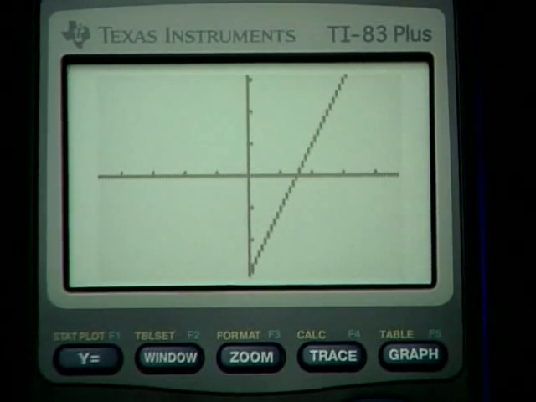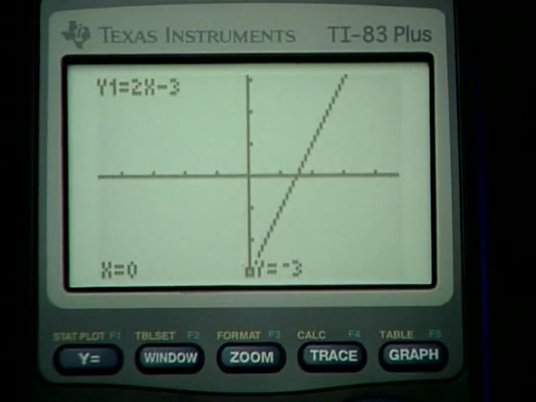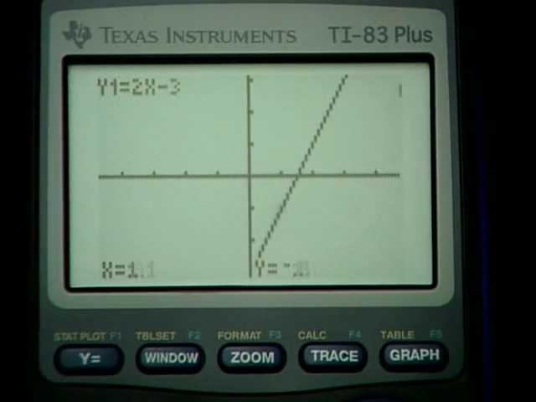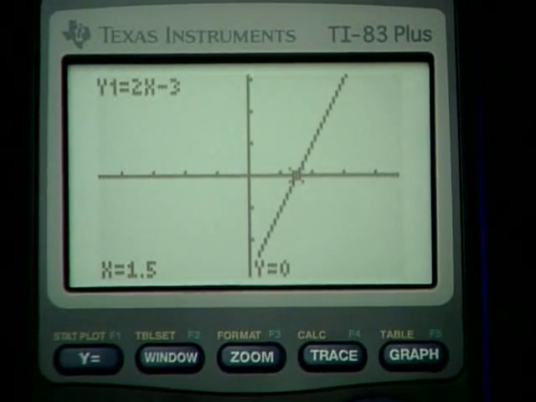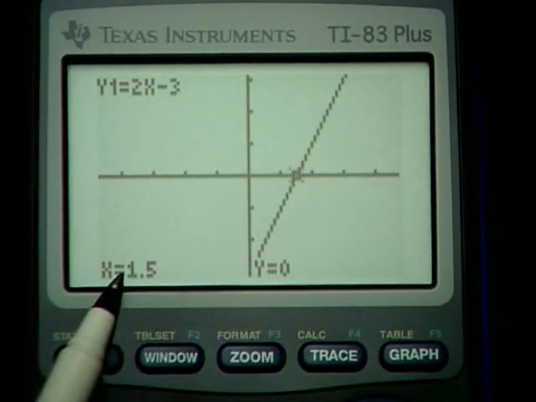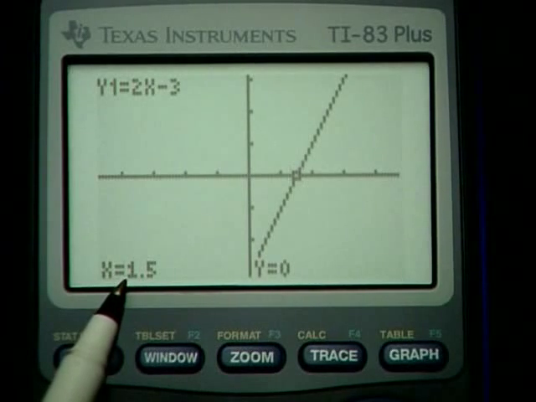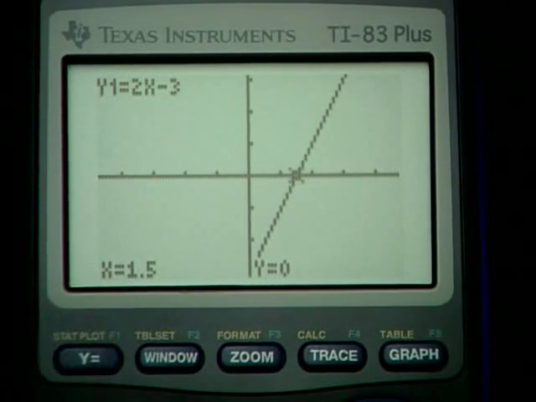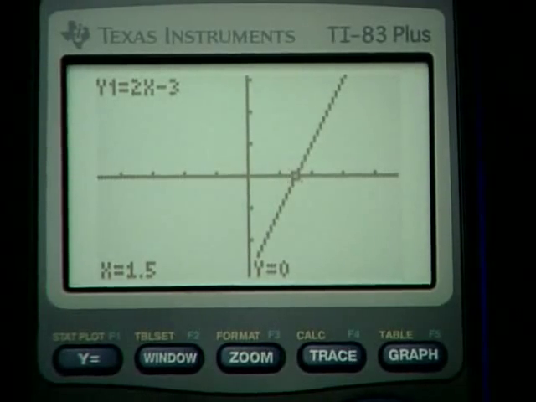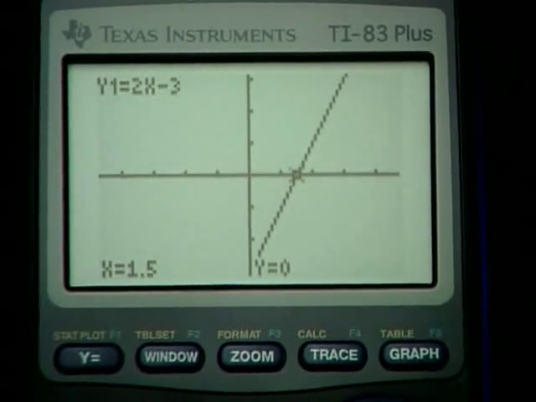Now the graph comes up. I'm pressing trace, and I'll trace on over to that point. Ah, you see Y is 0. And now I can read the X as the x-intercept. It is at 1.5. All right, just one of the little features about the calculator. We're going to have more to say about that Z decimal item in just a little bit.